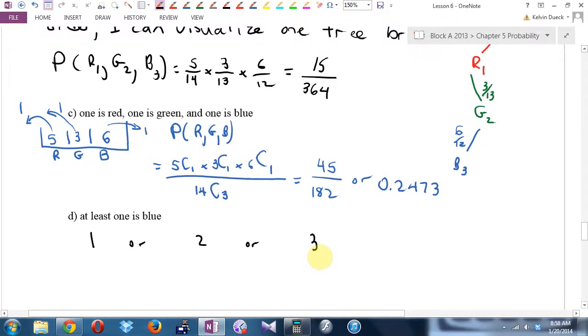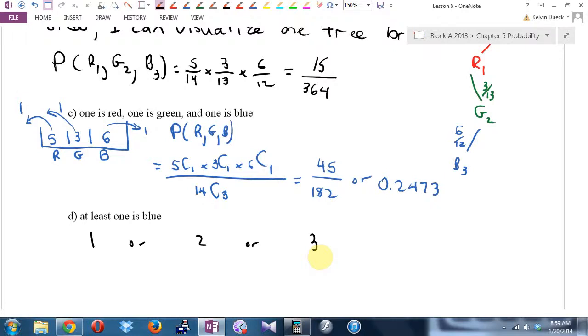Does anybody see a better way to do it, though? A shorter way to do it? What's the opposite of at least 1 is blue? None. I think the other thing you could do is 1 minus none, which would only be drawing 1 bucket. Let's do it the long way, and then we'll see if the short way also works.